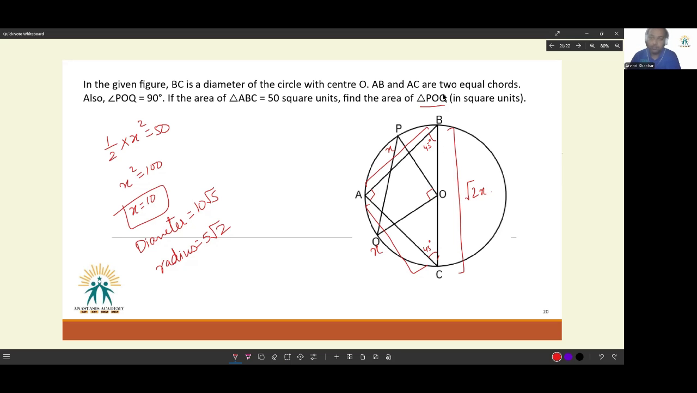So, if I'm looking for area of POQ, it will be half into 5 root 2 into 5 root 2. Cancelled everything, we get to 25. Or the answer to the question has to be 25 square units.